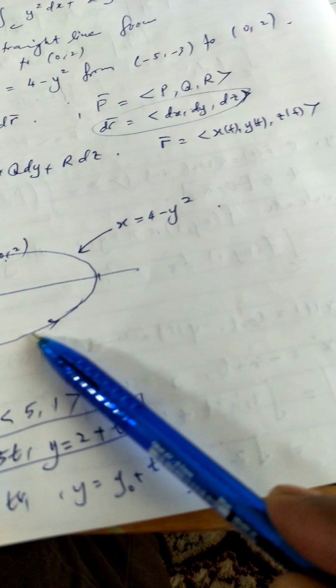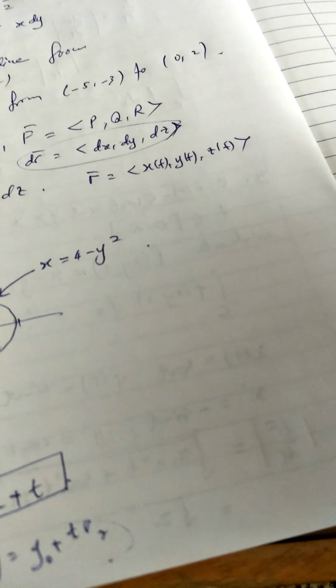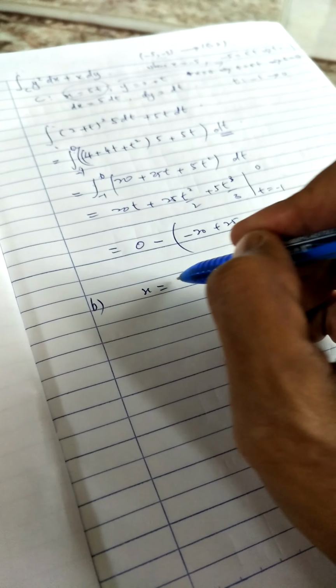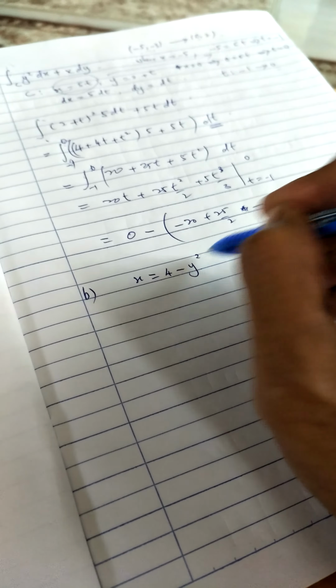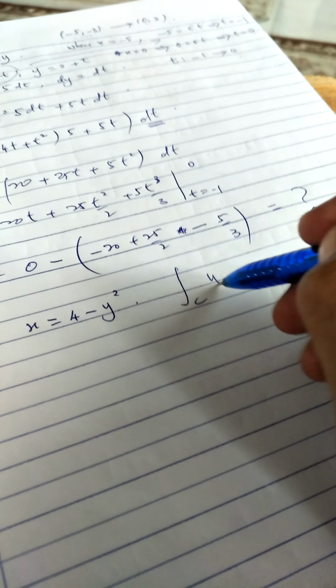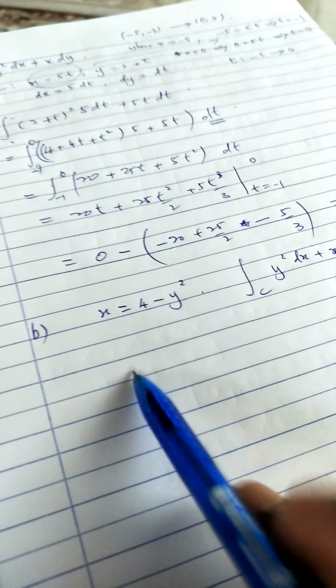Now let's evaluate using that curve. That curve is given for part B. The curve is given as x equal to 4 minus y squared. Remember that we want to evaluate the integral over C of y squared dx plus x dy. Now how to do this?